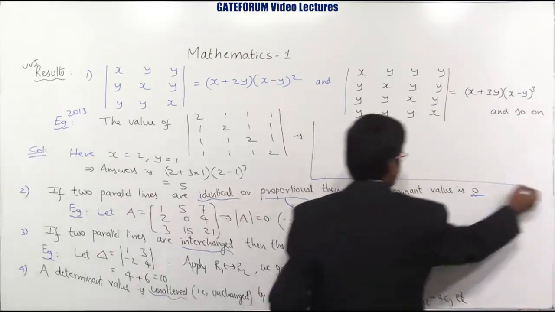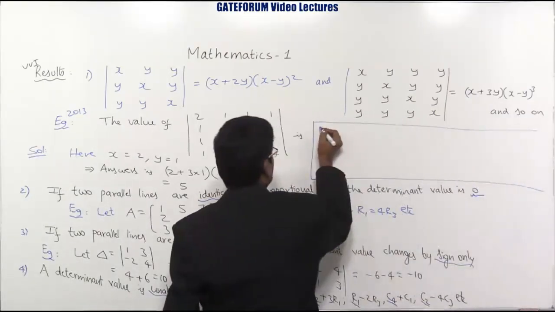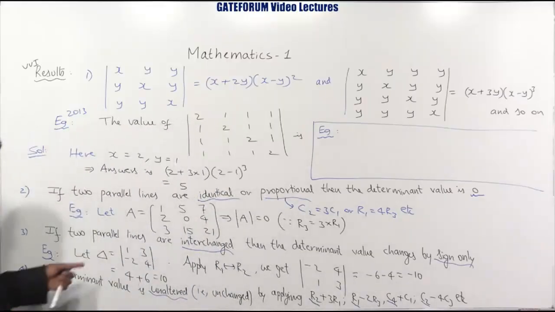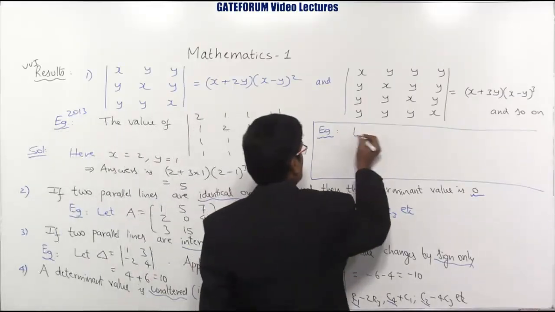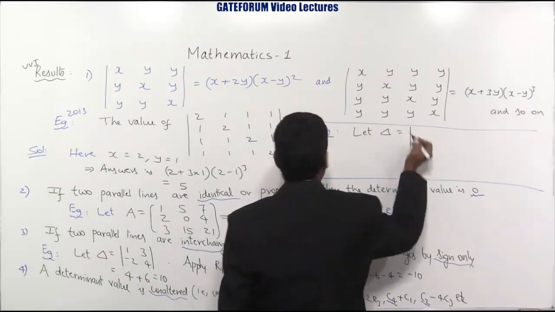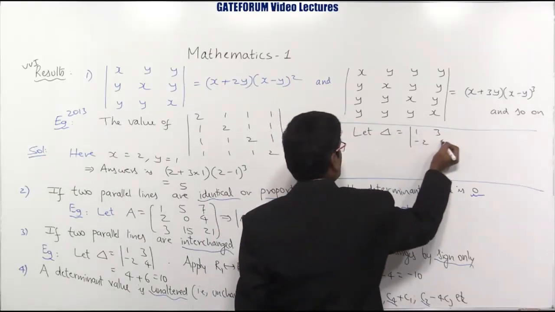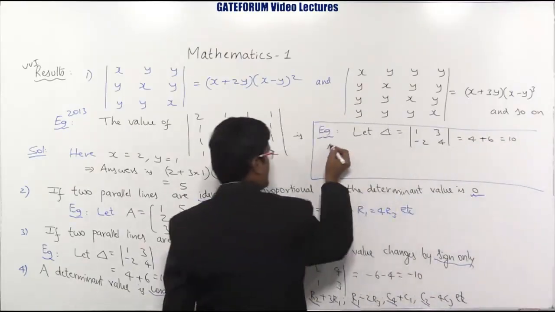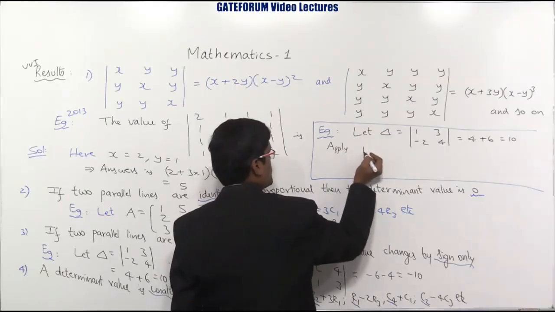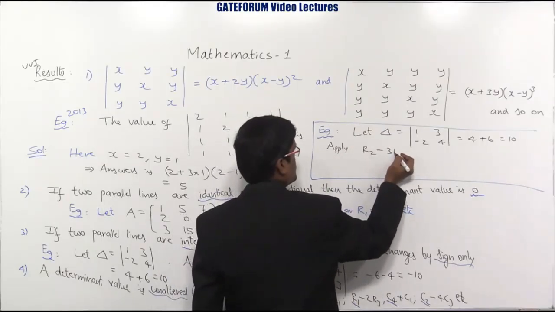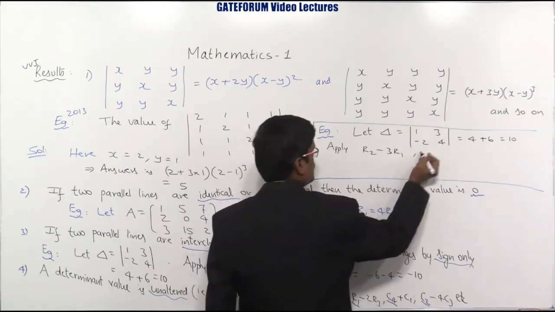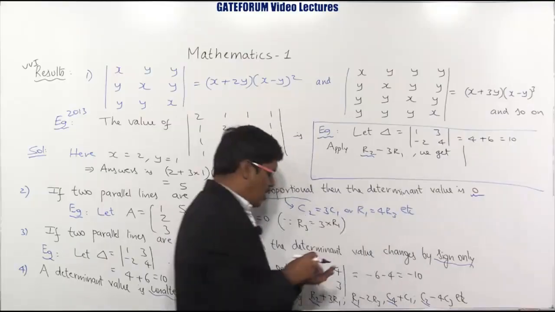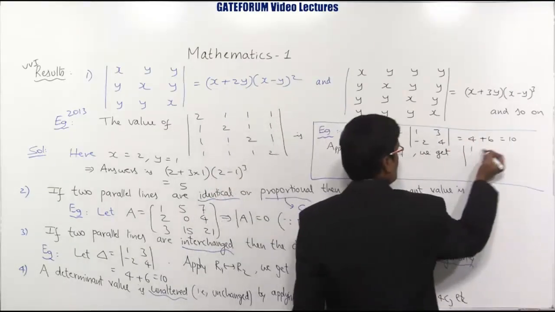So here is a place for this result. I am taking a small example. Previously I took the 2 by 2 determinant delta with 1, 3, minus 2, 4. How much is the answer? 4 plus 6, 10. So apply R2 minus 3R1. We get a new determinant. In that new determinant, only R2 changes. R1 remains the same, 1, 3.